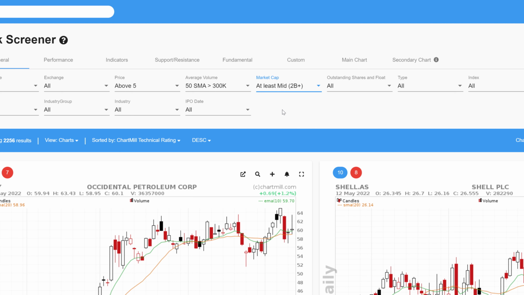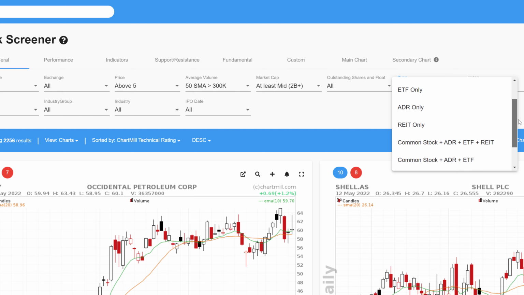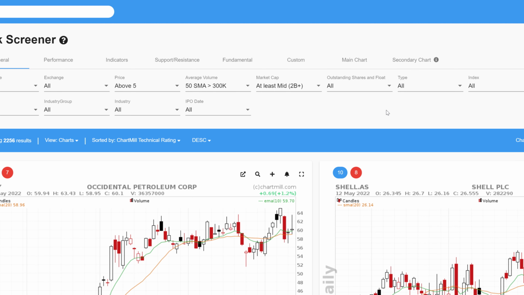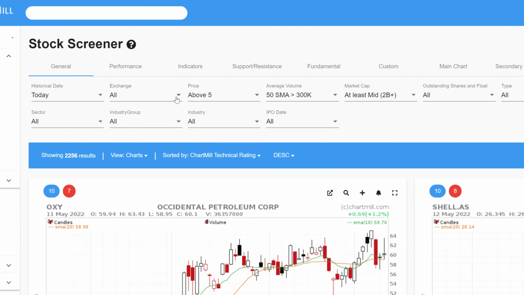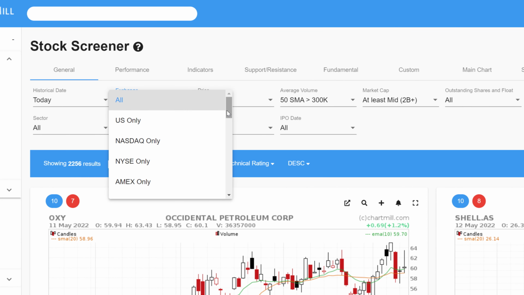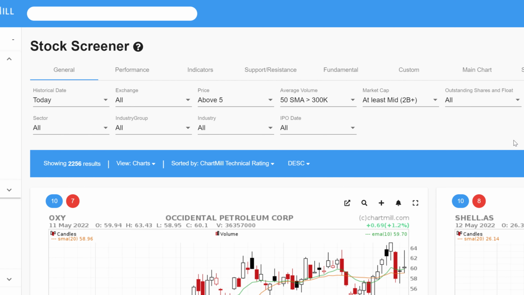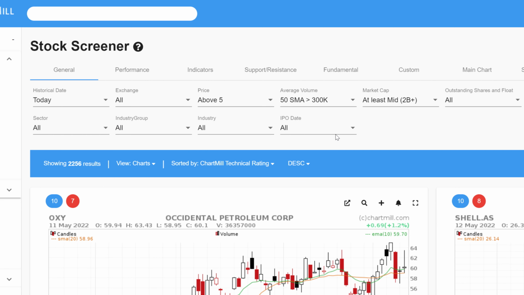Under type, you have the choice between common stocks only or also all the ETFs, REITs and ADRs. But because we will be using a number of fundamental filters anyway, all tickers without those specific fundamental characteristics will be automatically excluded. As you can see, there are a lot of other basic filters possible. You can filter based on the stock exchange on which the shares are traded, the outstanding shares and float, or set a filter based on the sector, industry or industry group to which the stock should belong. It is even possible to use the IPO date as a filter.